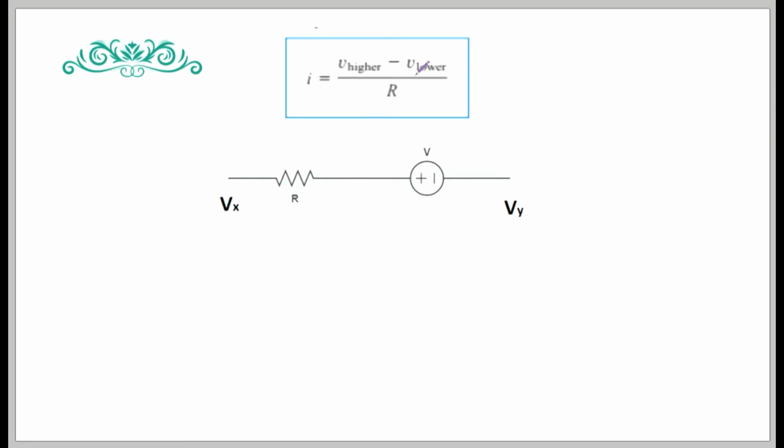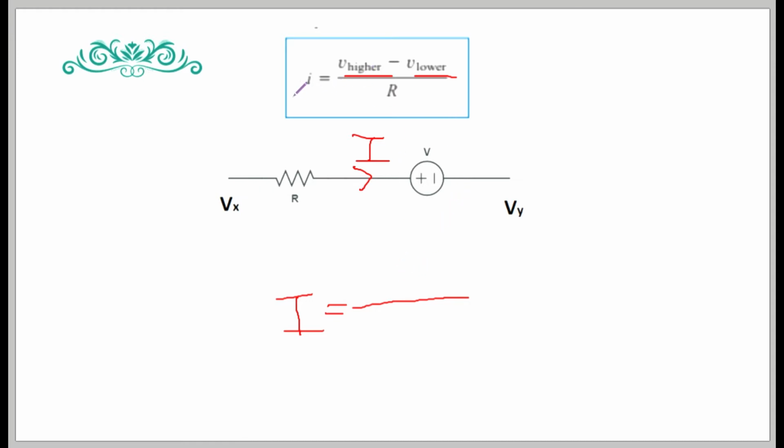Now let us discuss this simple basic concept. Let us consider I amount of current flowing through this circuit, where R is the resistance, V is a source, and Vx and Vy are two point sources. We all know the definition of current is basically voltage divided by resistance, and voltage is basically the difference between two points, that is voltage V high and voltage V low.